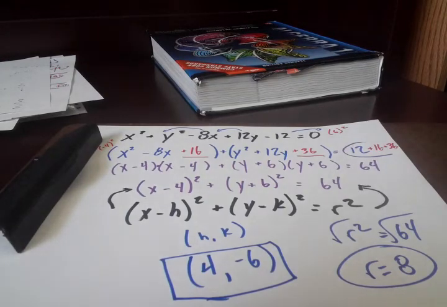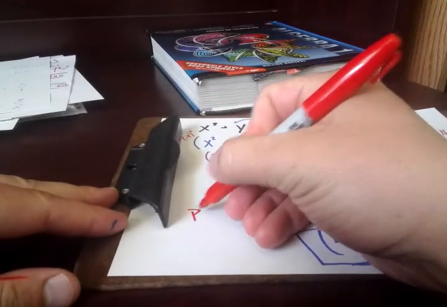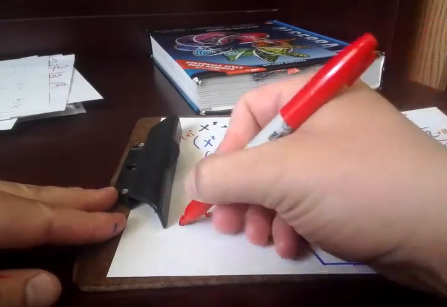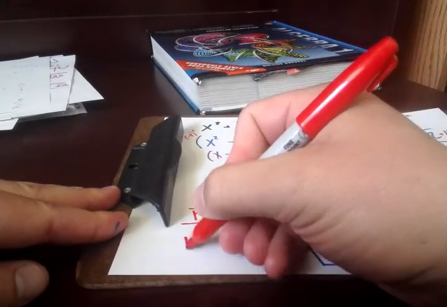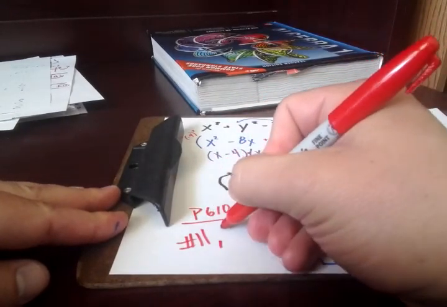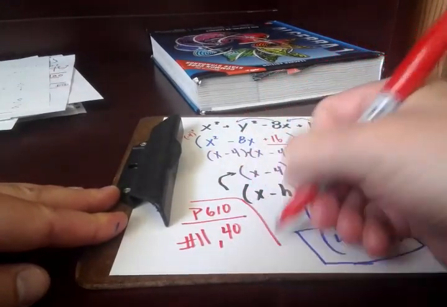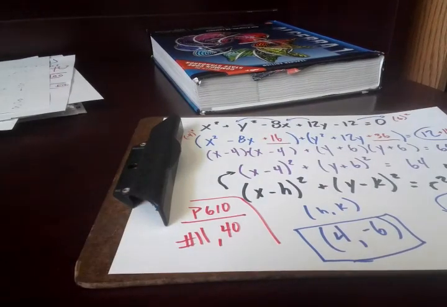All right, as promised, that's the only one that I wanted to do with you today. I want you guys to try two on your own. I want you to go over to page 610, and try numbers 11 and 40. Numbers 11 and 40 on page 610, please.